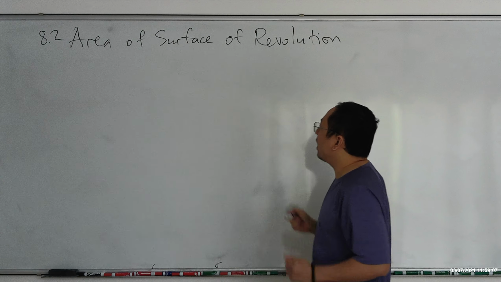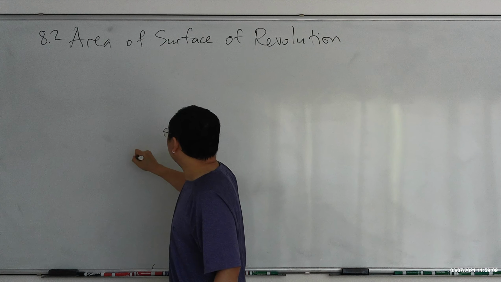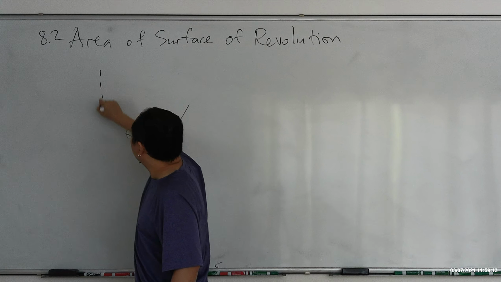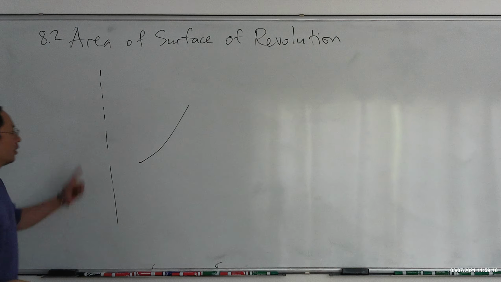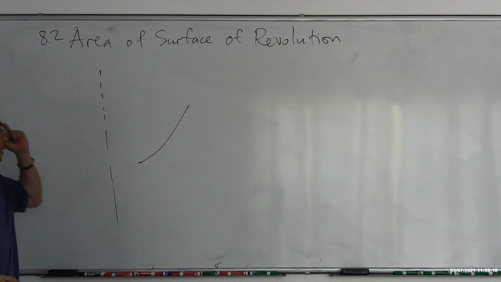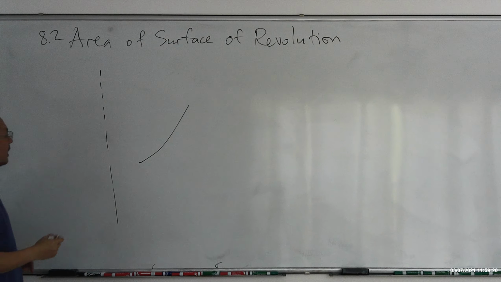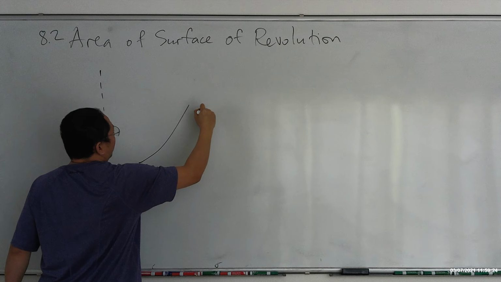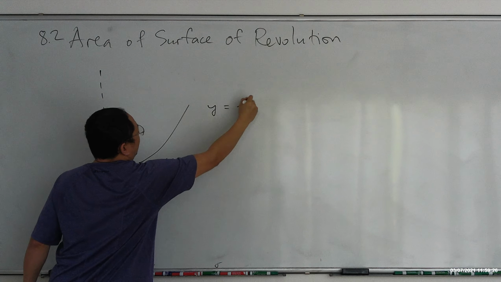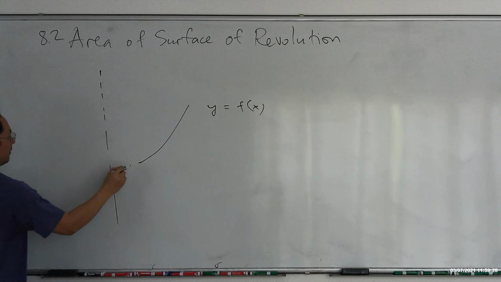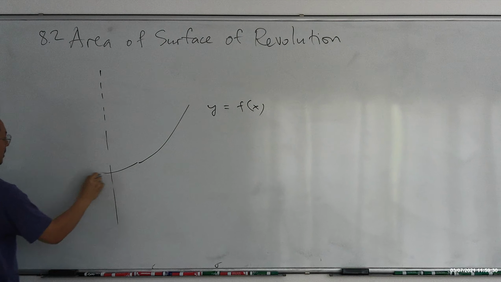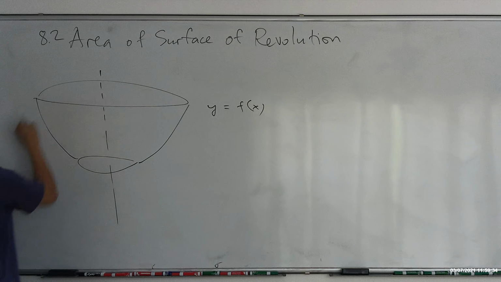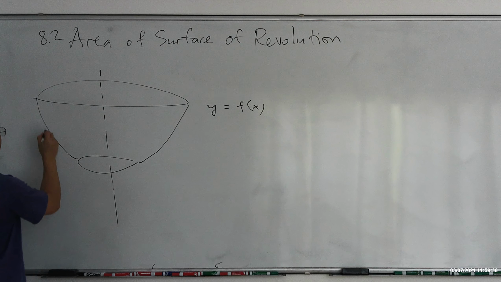Okay, so what is it all about? Say you have a curve, in general. And say you want to rotate it about a line. Could be a horizontal line, could be a vertical line. I'll just give you an example right here. Say I'm going to rotate this curve, the function y equals f of x, about this line. You're going to have something like this. It looks like a ball.